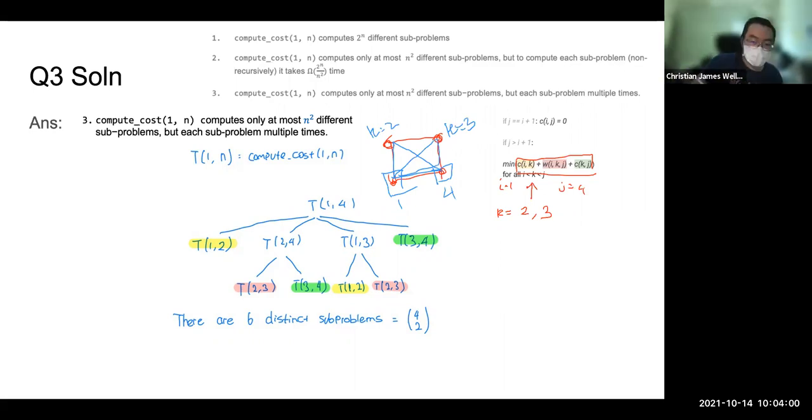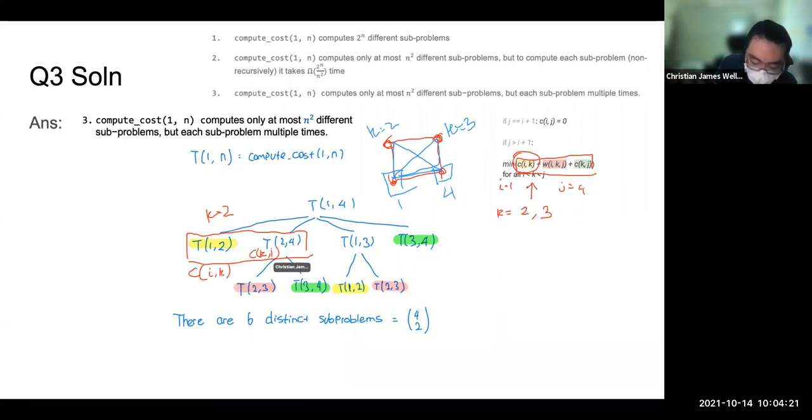So this part over here is basically choosing k equals 2. For k equals 2, I have C_ik, this is C_ik, and this is C_kj. The other one is also C_ik, and this one is also C_kj, but for k equals 3.